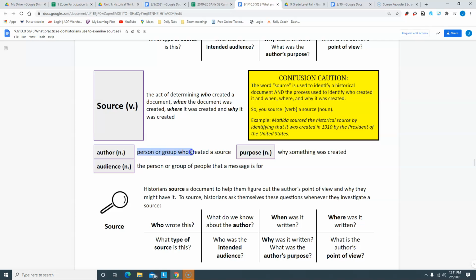The author is the person or group who created the source. The purpose is why something was created. And the audience is the person or group of people that a message is for.